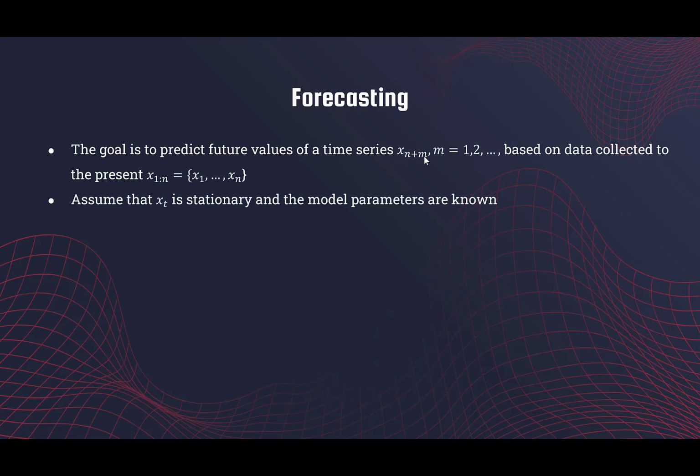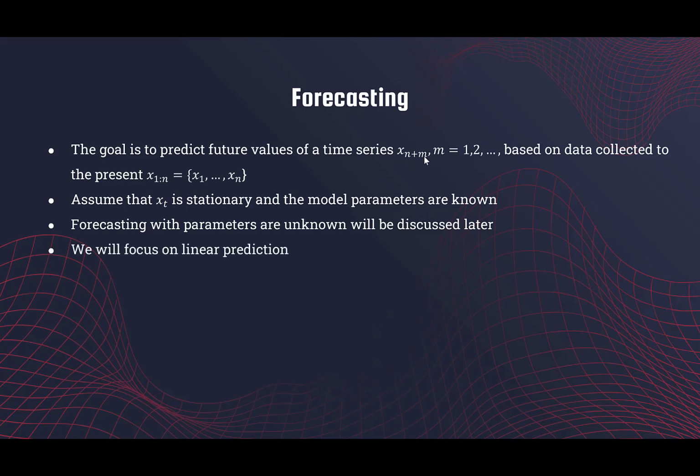We are again going to assume that our time series is stationary and the model parameters are known. What do we mean by that? In an AR(1) model, we have phi as our model parameter. In an MA(1) model, theta would be the model parameter. We are assuming that these parameters are known, so our only goal is to focus on the time series at a future time point. Forecasting when the parameters are unknown will be covered a little bit later on in the course.